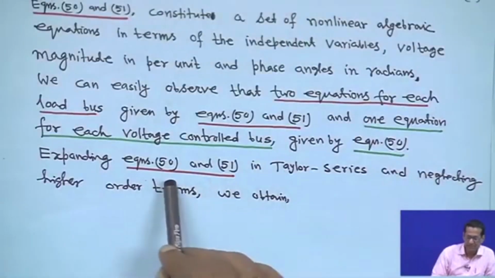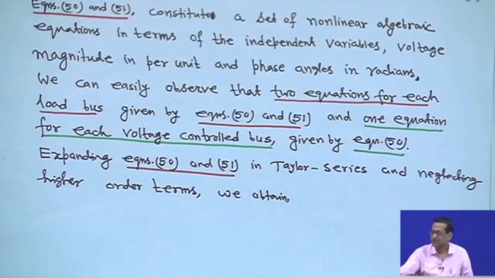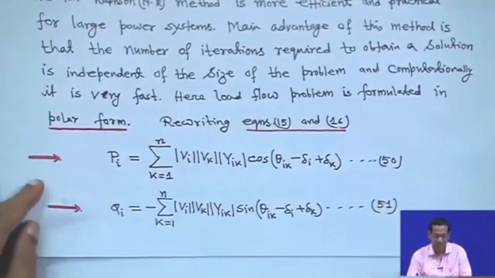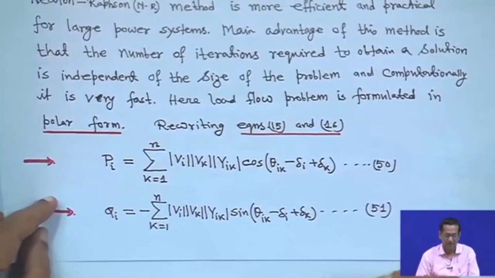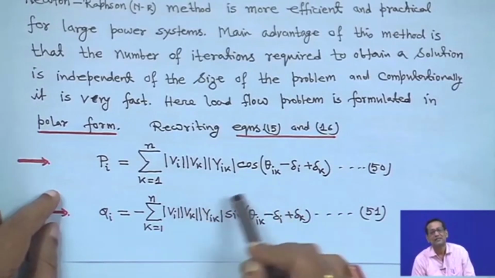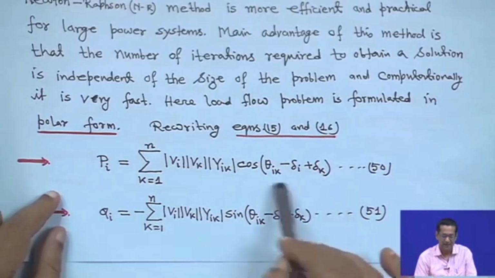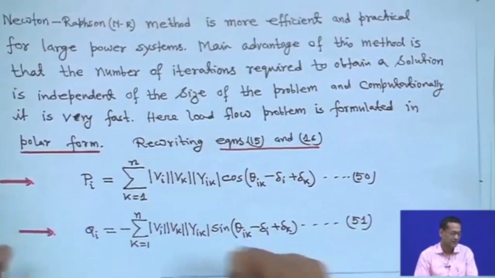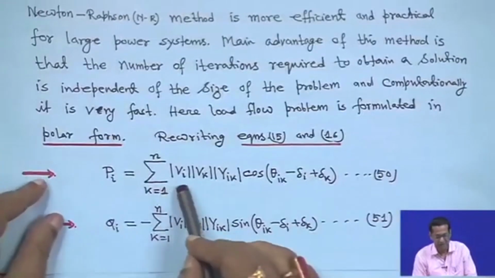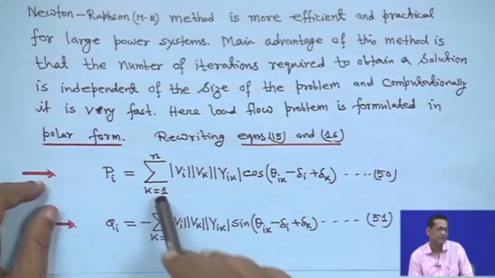So, you now have to expand equations 50 and 51 in Taylor series and neglect higher order terms, because all these nonlinear equations we have to solve iteratively. Just now we saw how to expand a nonlinear equation in Taylor series. So, P_i and Q_i you have to expand in Taylor series and see how things are happening, right. For this case also we will assume that bus 1 is the slack bus, so i is equal to 2 to n, right.